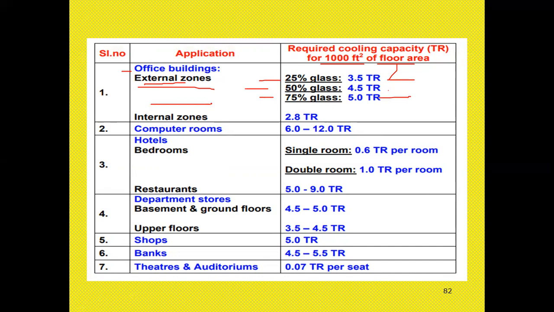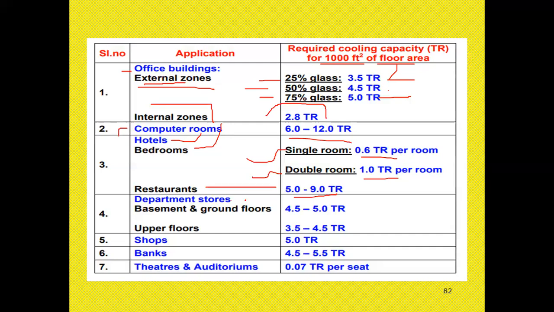So for the internal zones, this one is 2.8 tons. Next for the computer rooms, 6 to 12 tons we are using. Next for the hotels and the bedrooms. For the single room, we are using 0.6 ton per room. For the double room, we are using 1 TR per room. Then coming to the restaurants, we are using 5 tons to 9 tons TR.